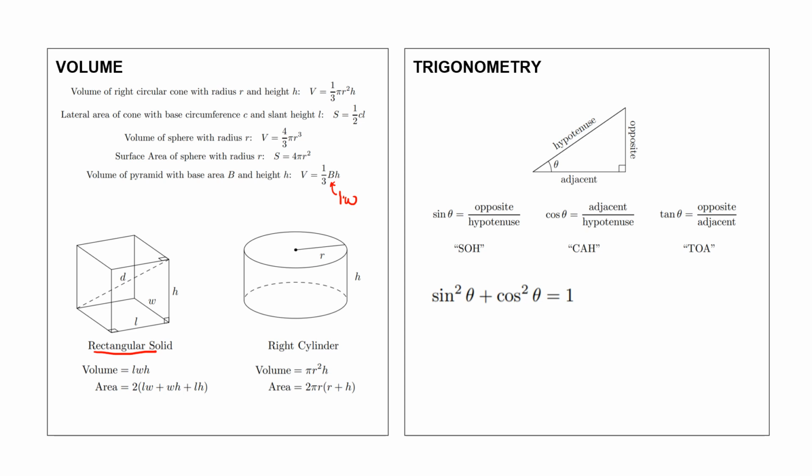And finally, for a right cylinder, you have a volume of pi r squared h with a surface area of 2 pi r times r plus h. This essentially just breaks down the cylinder into 2 circles and a rectangle. All right, moving on to trig.